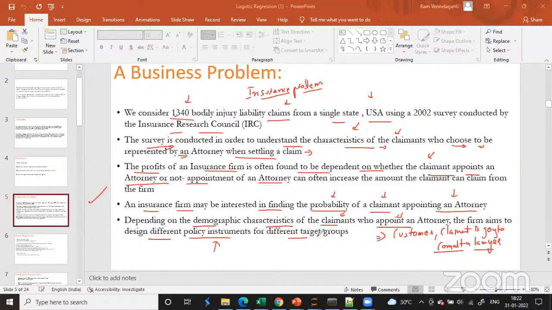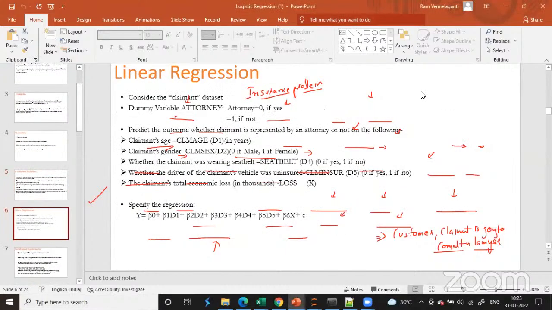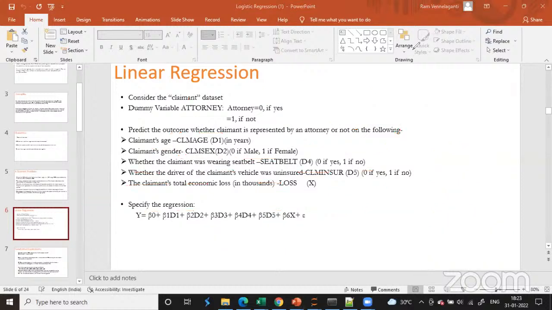Why does the insurance company want to understand who are those customers who are going to consult a lawyer when they are trying to settle their insurance claim? This is what the problem is all about. So after you have read the problem statement, what is the next course of action? You have to focus on the data set. What is the data that we are going to work with?